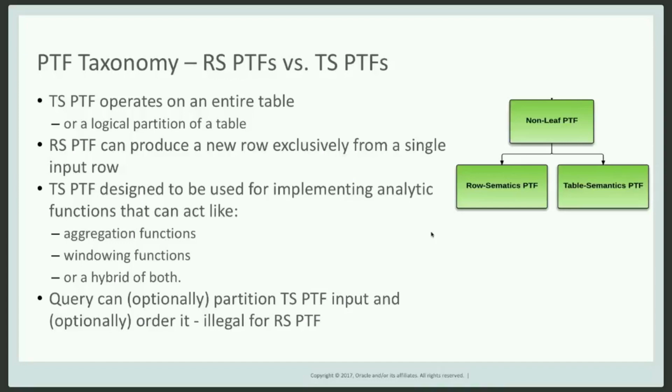And the row semantic one, for each row coming in, you will get a single row. So input row, output row. Very straightforward. The table semantics, as I say, you can think about that for the way we use it today, in effect, is for doing analytic functions, aggregations, windowing functions, etc. Those are implementing under the covers similar operations to a table semantic PTF.